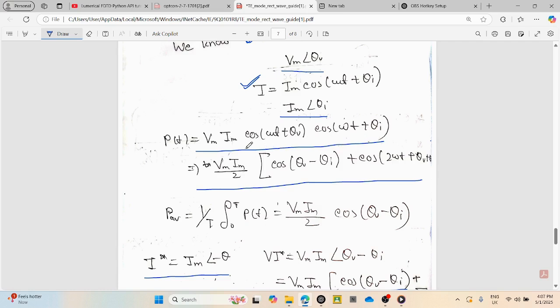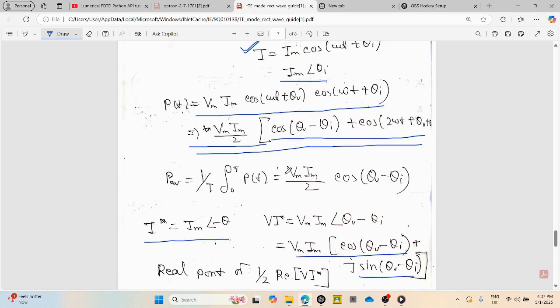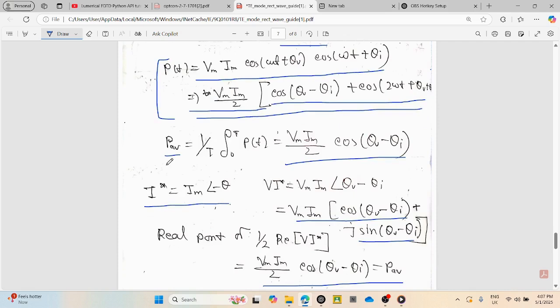Now we use the formula 2 cos A cos B equals cos(A plus B) plus cos(A minus B), and using this we get the final equation of power: Vm Im by 2 times cos(theta V minus theta I) plus cos(2 omega t plus theta V plus theta I). And this is the power equation. Now to get the average power, we integrate the power from 0 to T and divide it by the total time period, and here is the final equation. This is our average power.